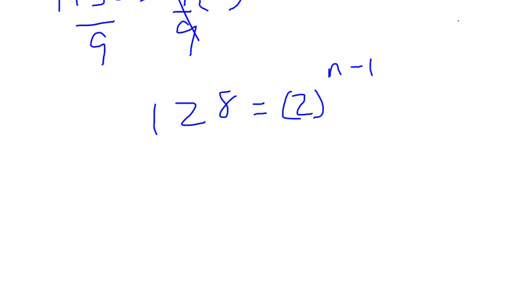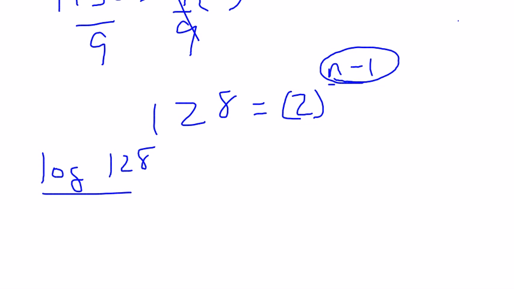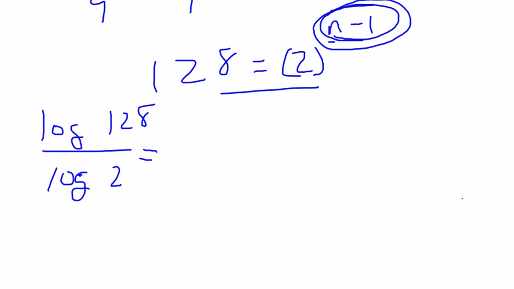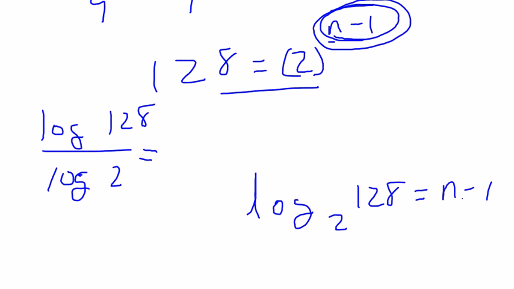Okay, there's a couple different ways to solve for n up here. To solve for this whole thing, one way would just be to take log of 128 over log of 2, and that'll give you what this whole thing is. So that would give you, say if we called this x, and then x would equal n minus 1, and we could find n that way. Another way to do this, the way I prefer you to use, would be to use log of base 2 of 128 should equal n minus 1.